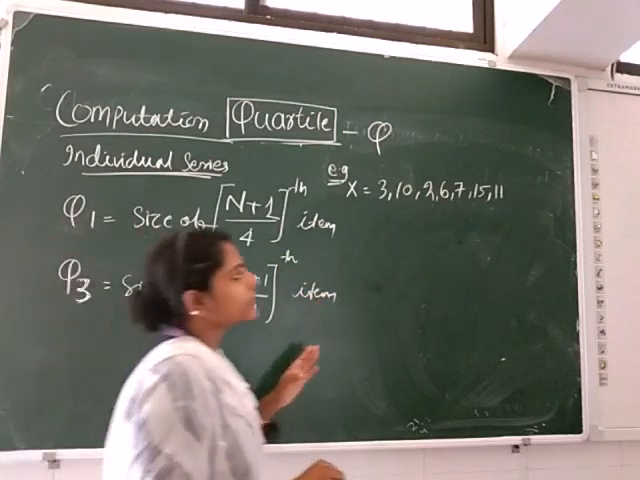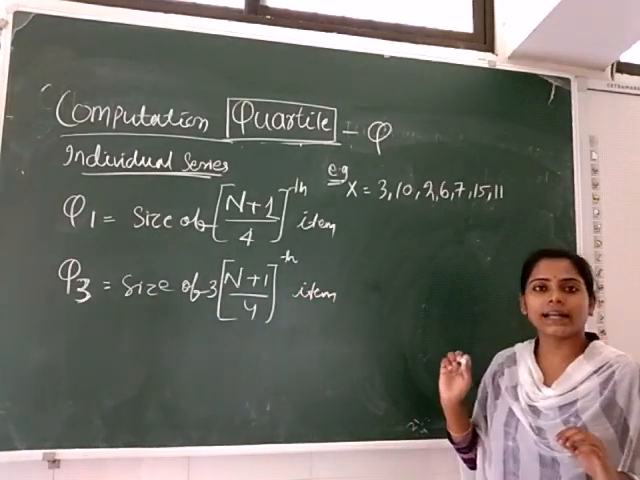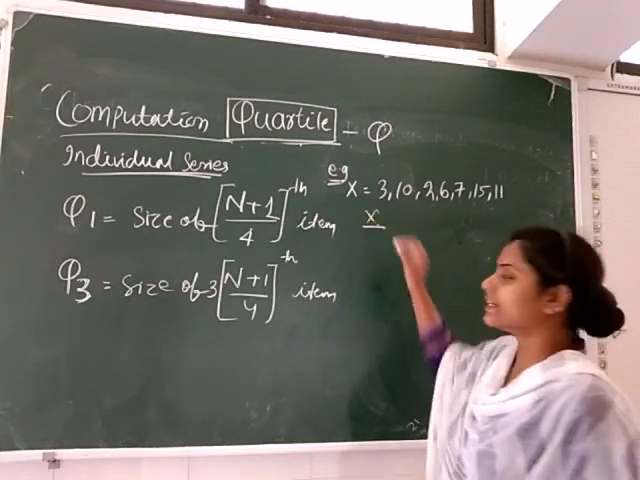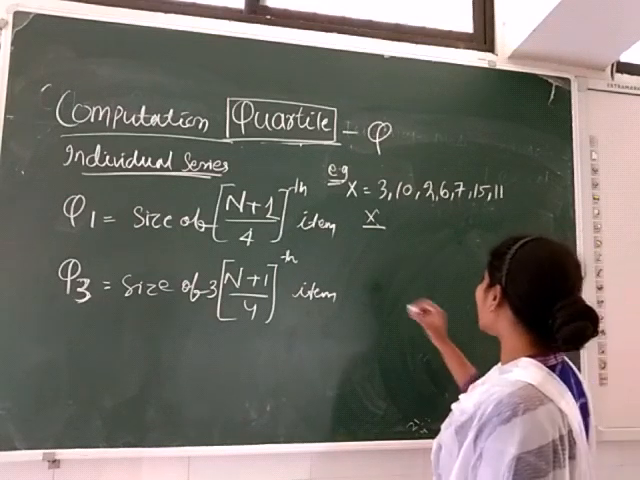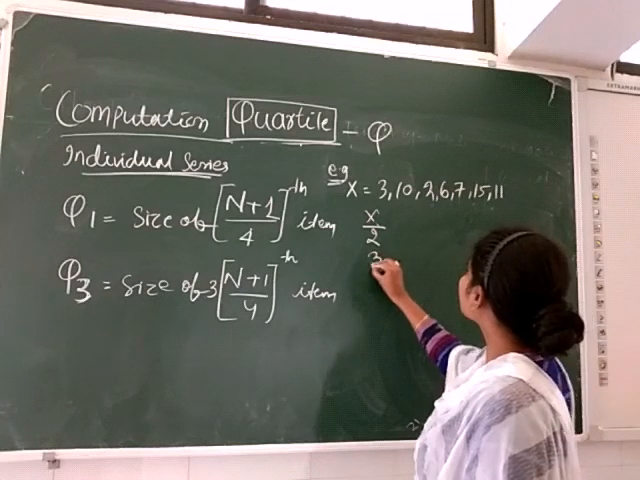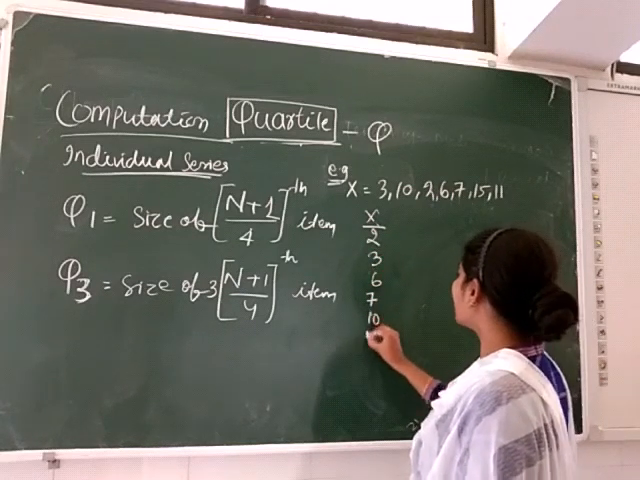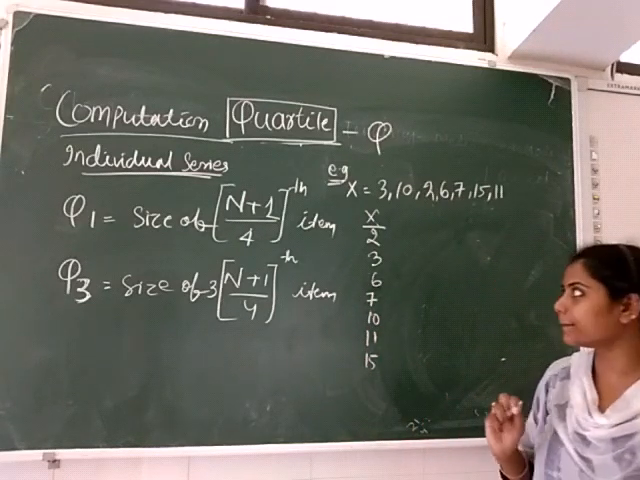This is the example related to the individual series. We compute the quartile, that is Q1 and Q3. First we arrange the data in ascending order or descending order. First I arrange it in ascending order. The order will be, first will be 2, then 3, then 6, 7, 10, 11 and last number is 15.